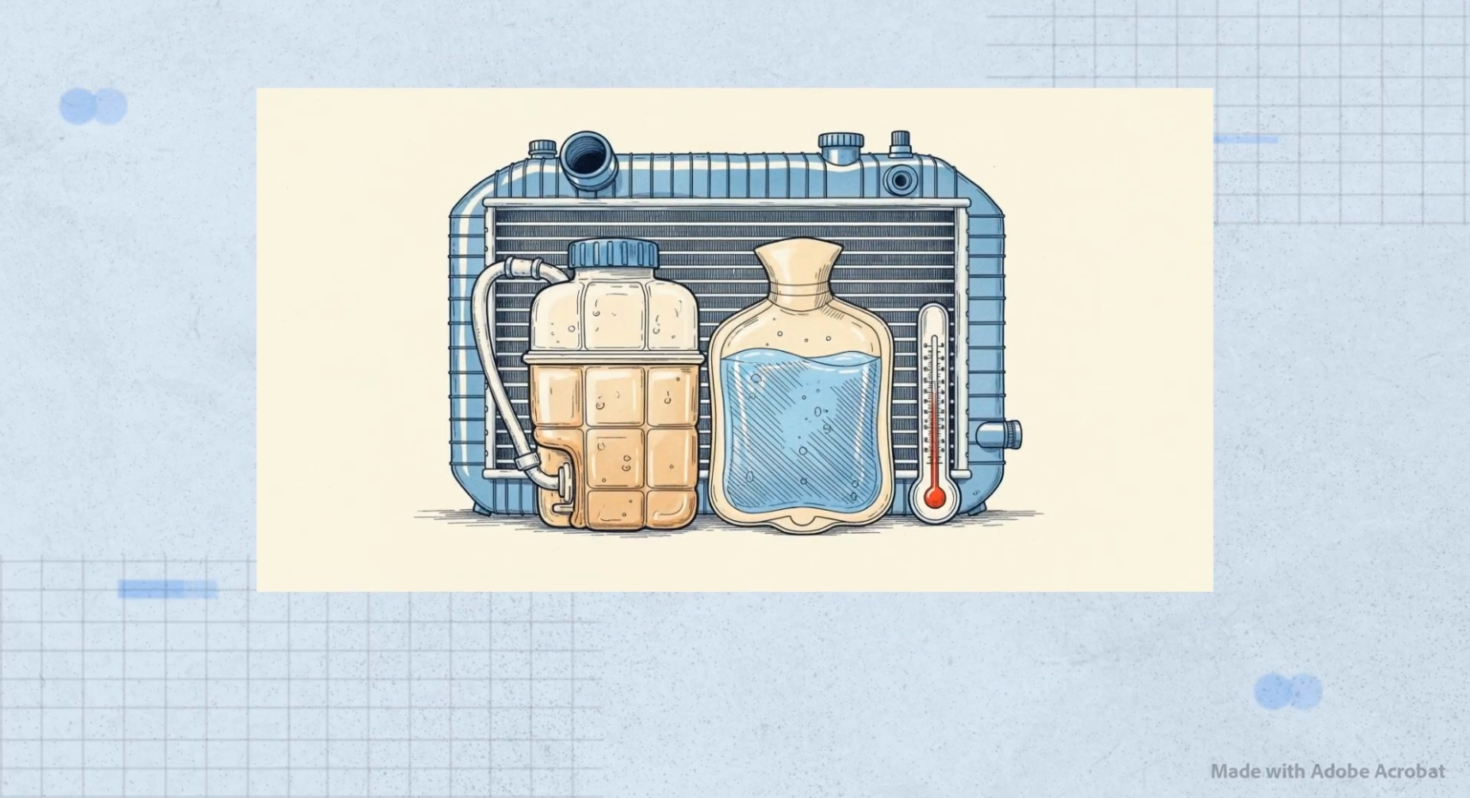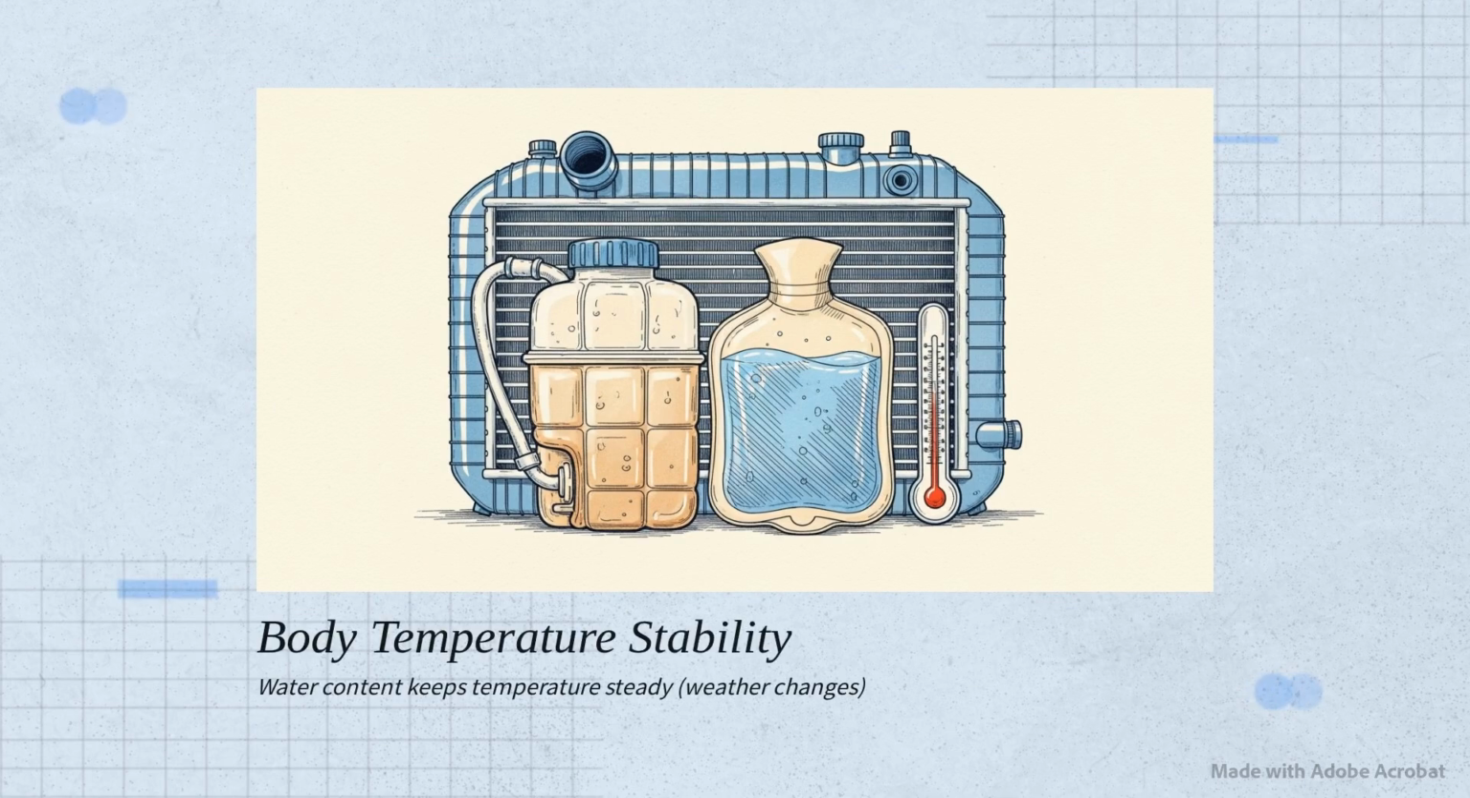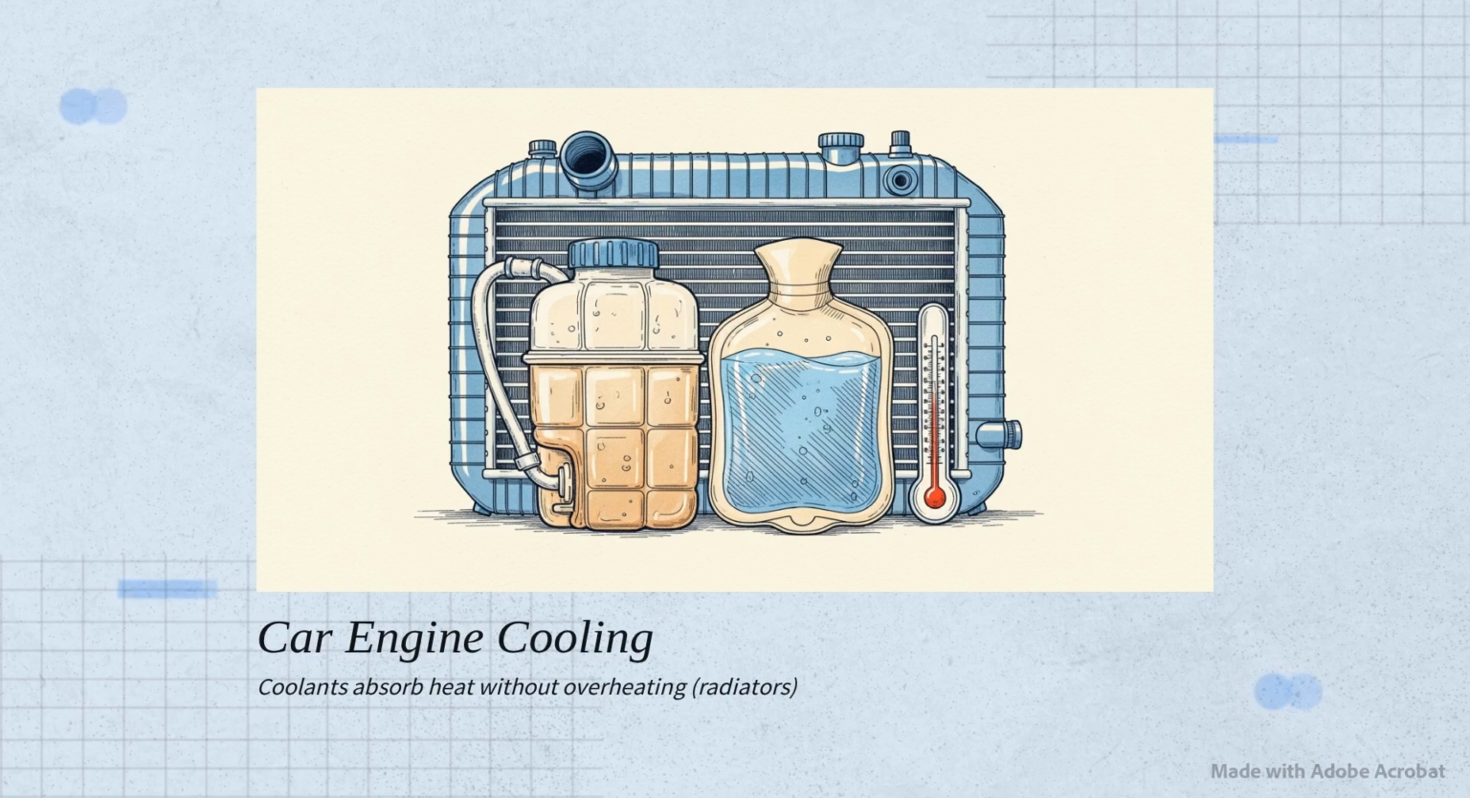Specific heat capacity also plays a crucial role in keeping our bodies stable and cooling car engines efficiently. The human body's high water content keeps our temperature steady, even when the weather changes. Car engines use water or coolants and radiators to absorb heat without overheating, thanks to their high specific heat capacity.